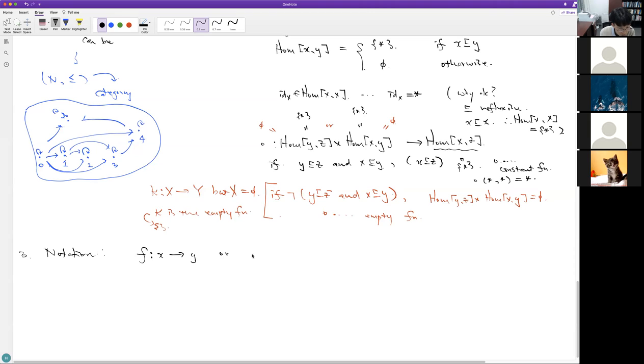Or sometimes we write it like this, to mean that F is a morphism that goes from X to Y. Okay, so that's one important notation. And actually, more important notation is the so-called commutative diagram.